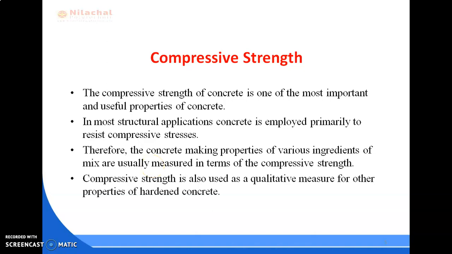Due to compressive load, the cube or cylinder undergoes lateral expansion. And generally the strength of cylinder is normally taken as 0.8 times the strength of cube.